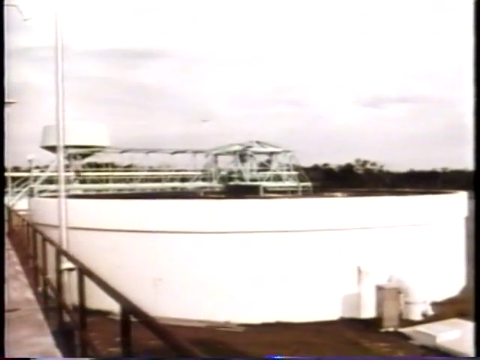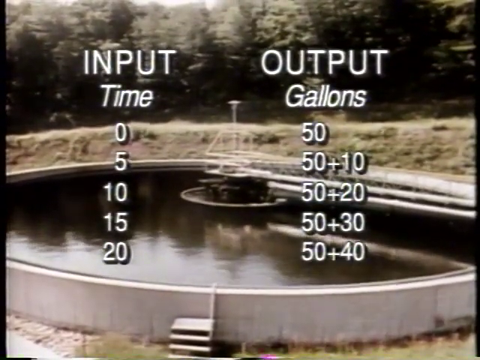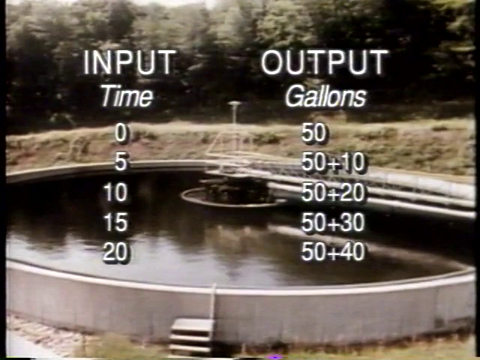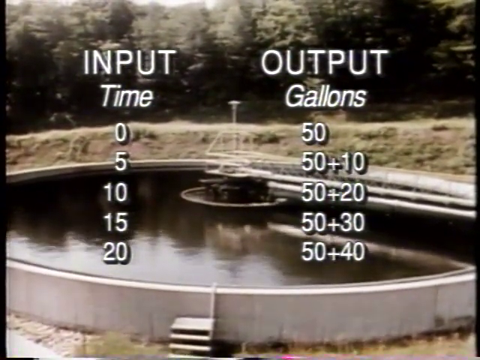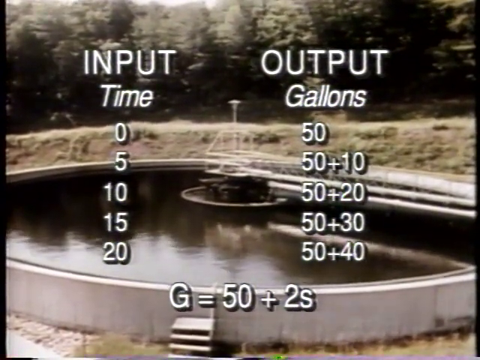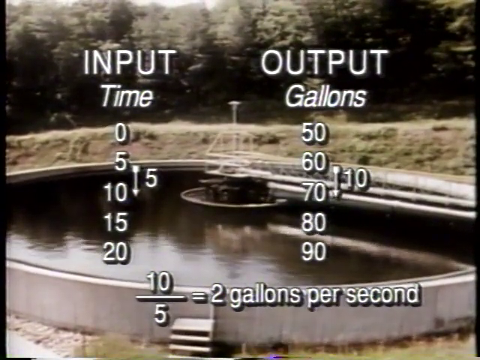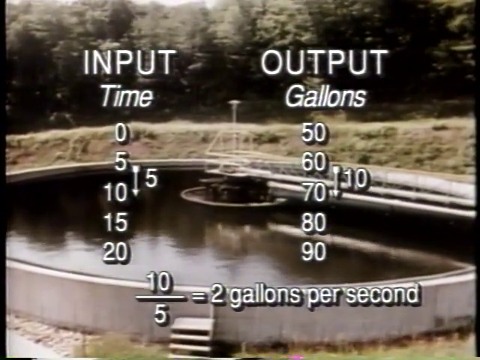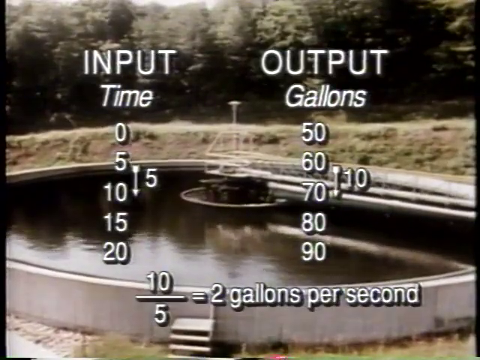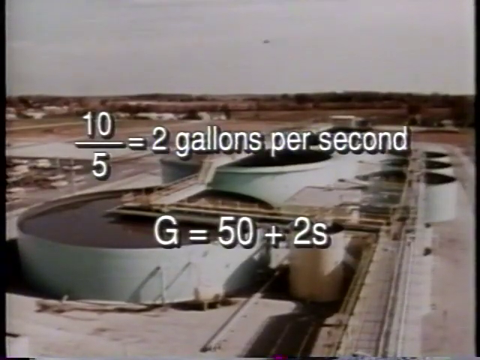Finally, let's look at the rate's impact on the symbolic form. The number of gallons that have been added to the tank is twice the number of seconds since the pipe opened. Thus, the equation is G equals 50 plus 2 times S. 2 gallons per second, the rate at which the pipe is filling the tank, can be calculated from the numerical values in the table. It also determines the steepness of the graph's linear pattern, and it also appears in the term containing the input variable in the symbolic form.